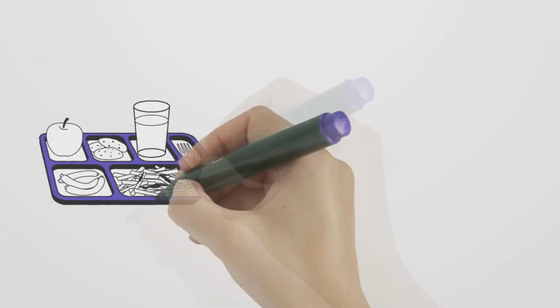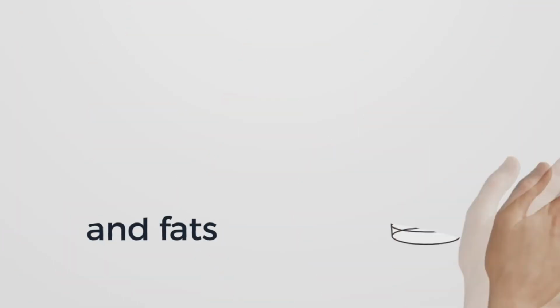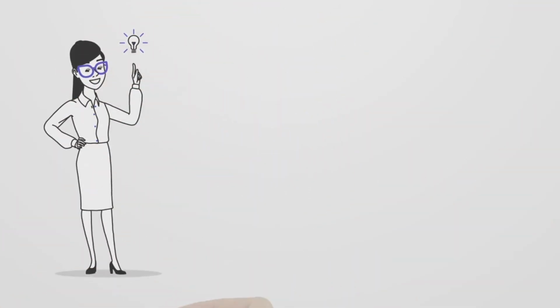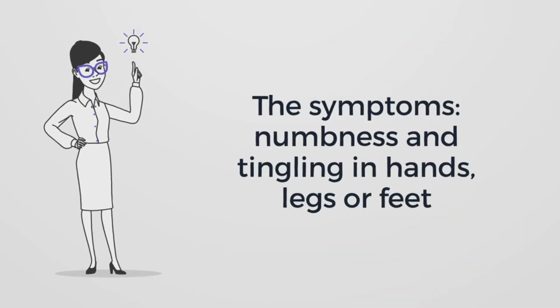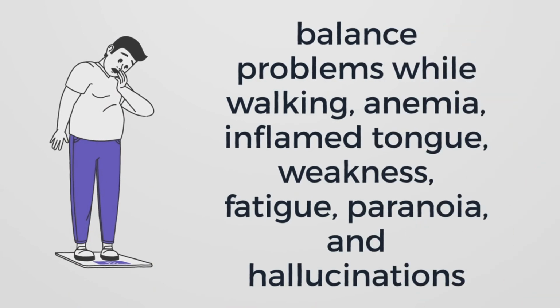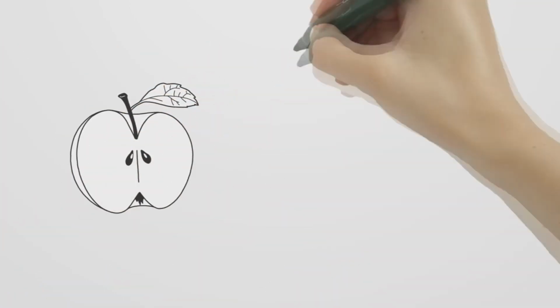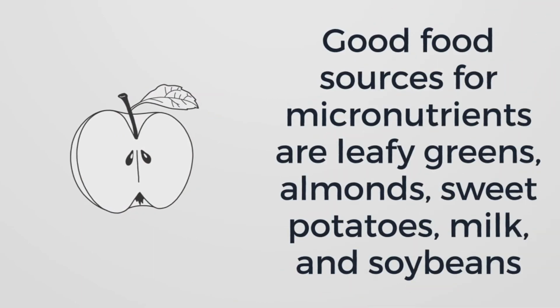Micronutrients are essential vitamins and minerals, while macronutrients consist of water, protein, carbohydrates, and fats. The signs and symptoms of micronutrient deficiency are numbness and tingling in hands, legs, or feet, balance problems while walking, anemia, inflamed tongue, weakness, fatigue, paranoia, or hallucinations. Good food sources for micronutrients are leafy greens, almonds, sweet potatoes, milk, and soybeans.